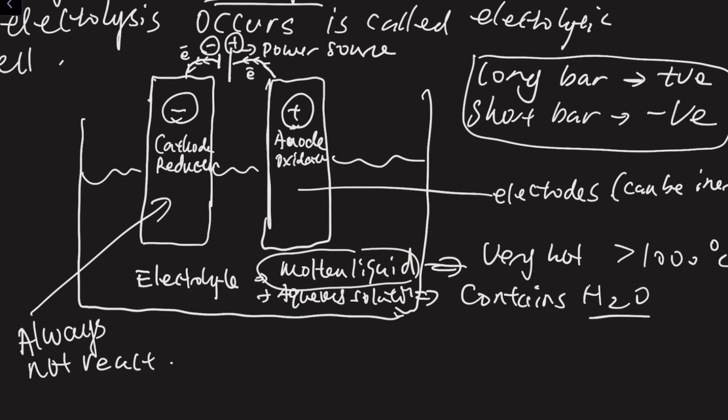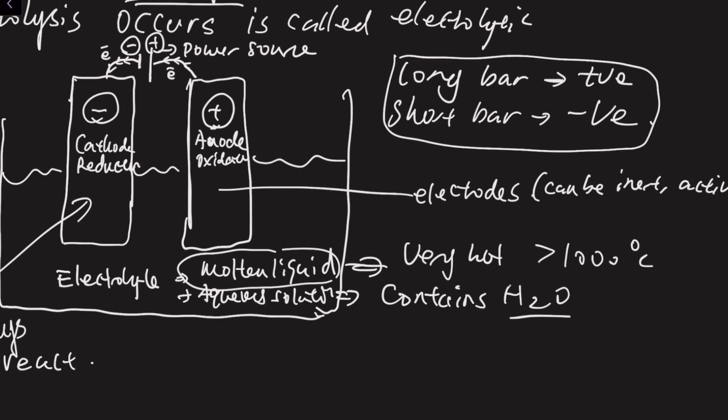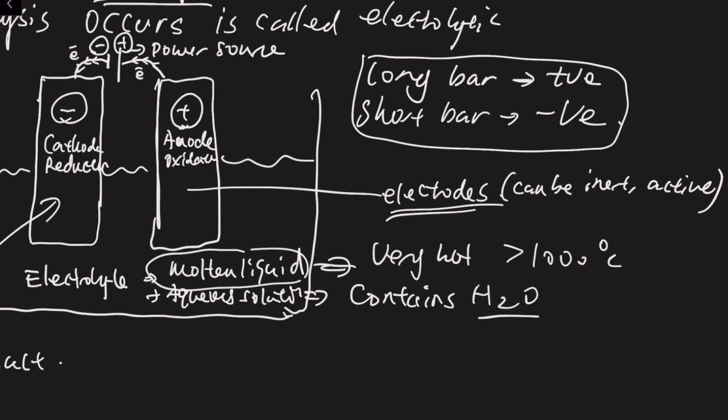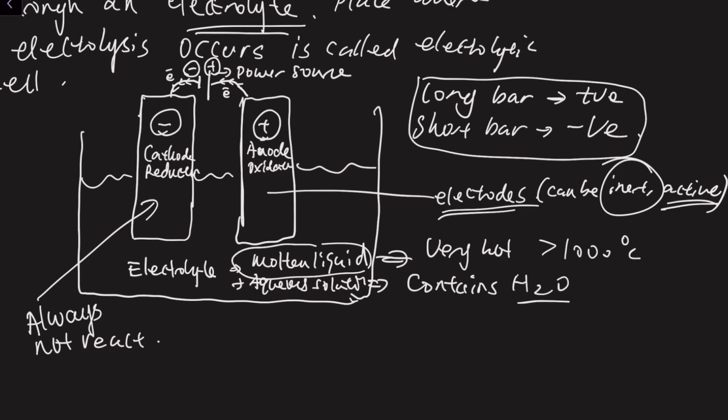But for the choice of anode electrodes, you need to be very careful. If you don't want your electrodes to react, stick with the inert electrode. If you choose any active, very reactive metals, then maybe the anode electrode will actually react.